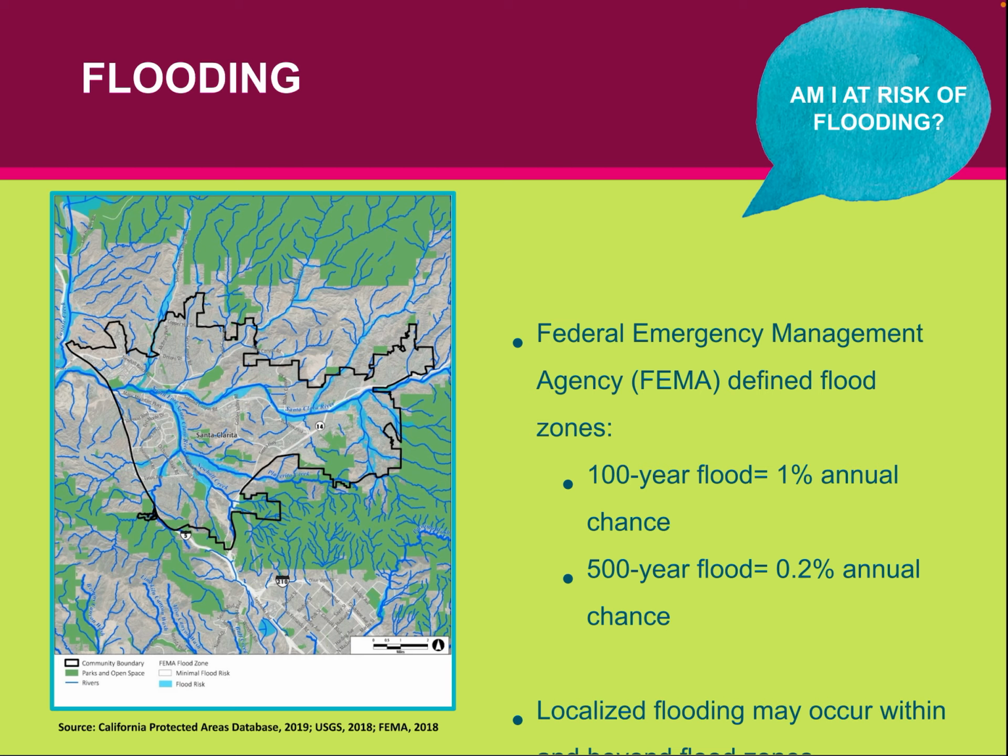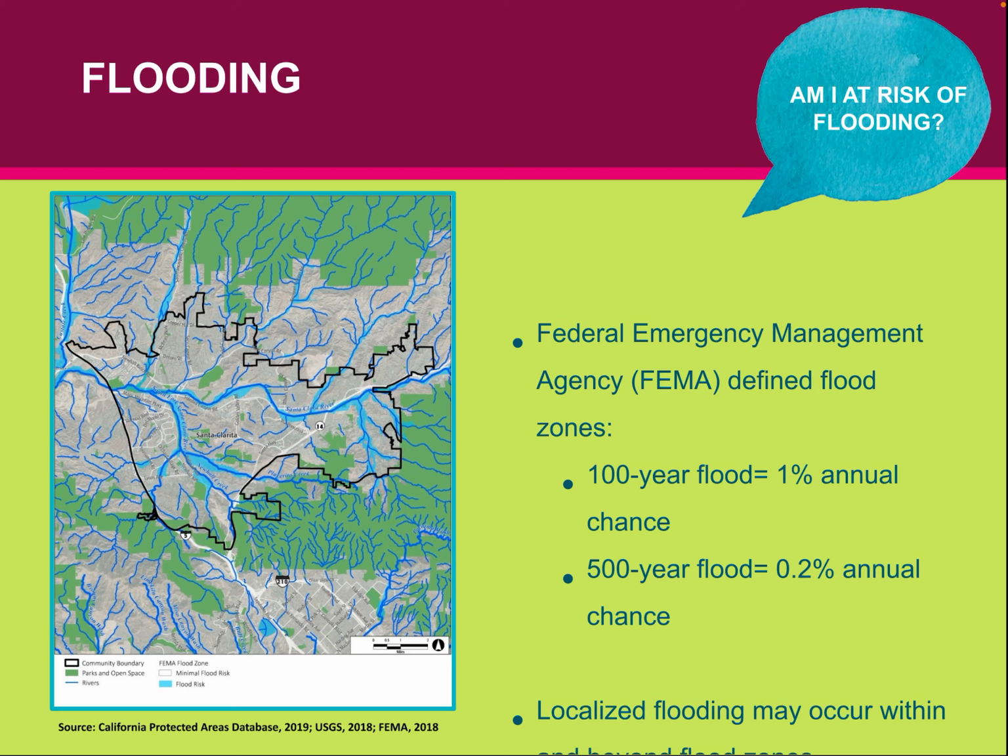Flooding is another concern for Santa Clarita, believe it or not. One of the main questions and concerns we have is, are we at risk of flooding? Now, the Federal Emergency Management Agency, or FEMA, has defined flood zones for us. A 100-year flood means a 1% annual chance, and a 500-year flood is a 0.2% annual chance. What this means, essentially, is that if you live in an area known as a 100-year flood zone, every year has a 1% annual chance of flooding. This does not mean that a flood only happens once every 100 years.